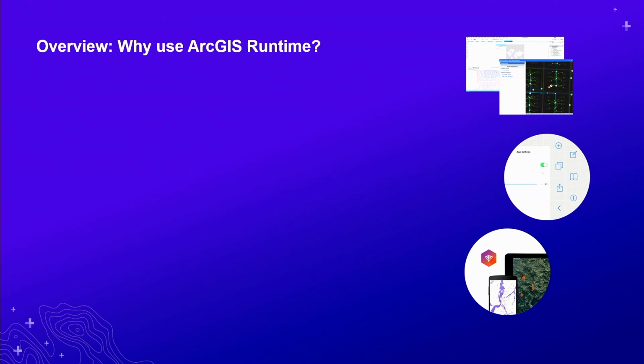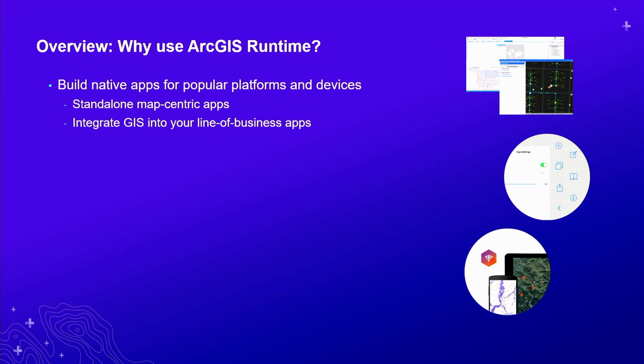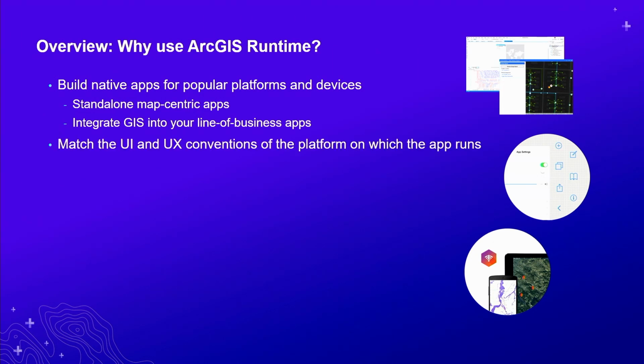So that was an overview of the capabilities of ArcGIS Runtime SDK for .NET. Let's spend a moment just thinking about why you would use ArcGIS Runtime. So ArcGIS Runtime is intended for building native apps for popular platforms and devices today. You can build standalone map-centric applications, and you can integrate GIS into your line of business applications. One of the key benefits of ArcGIS Runtime is building these native apps that allow you to match the user interface and user experience conventions of the platform that you target. For example, Windows, Android, or iOS, as we see the screenshot there.